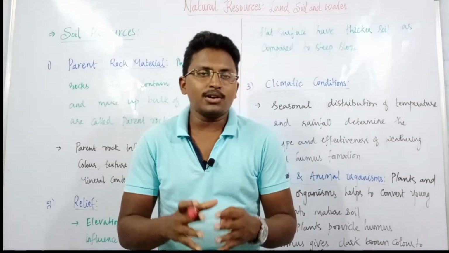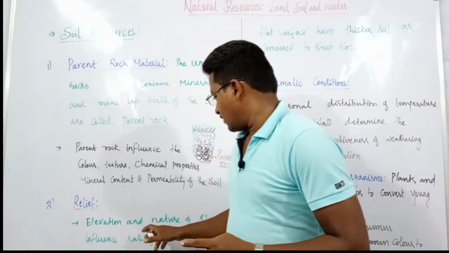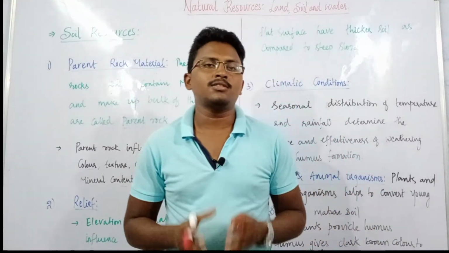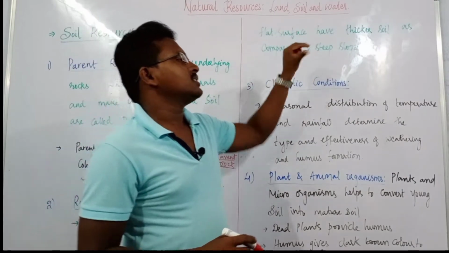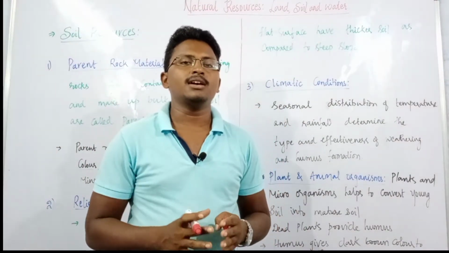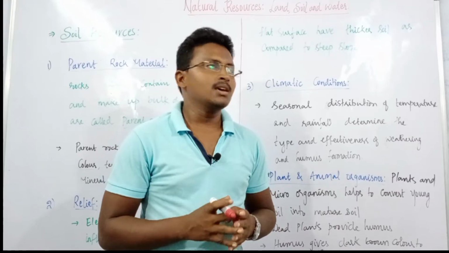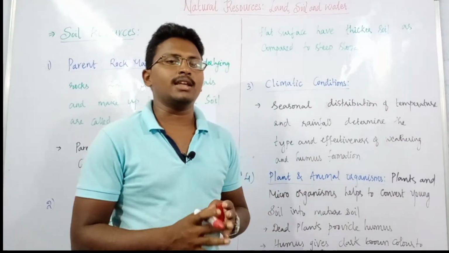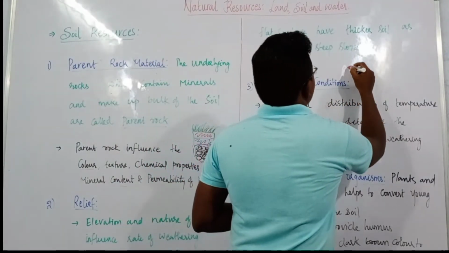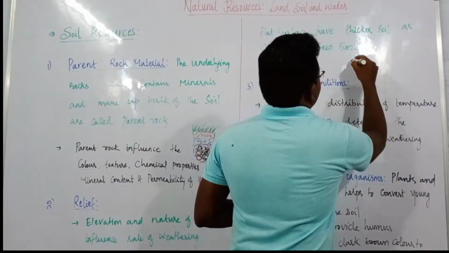So depending upon the elevation of a place, it can also influence the formation of the soil. For example, a flat surface will have thicker soil. Why? Because here the formation takes place somewhat slowly, whereas compared to steep slopes. Why? Because, for example, if you see here, there is a steep slope like this.